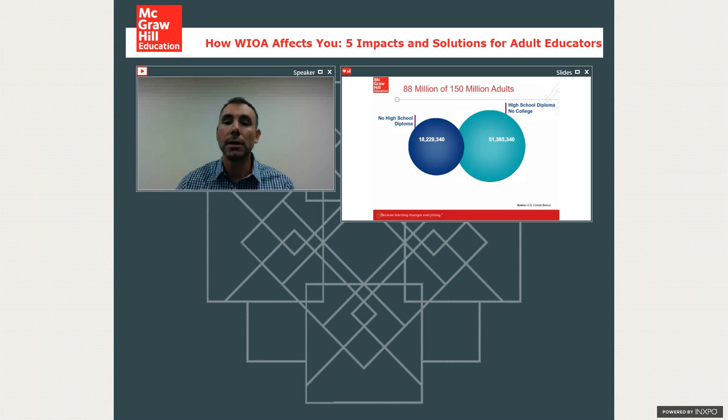Put a little differently in terms of the numbers, 88 million out of 150 million adults in the U.S. workforce today have some sort of barrier to family-sustaining employment. As we mentioned earlier, there's 26 million adults who lack a high school diploma, obviously a barrier to employment. If you look at the breakdown here, 18 million of those students, that is their one barrier, but you have an additional 8 million who not only lack a high school diploma, but also speak English less than very well. Again, a barrier to family-sustaining employment.